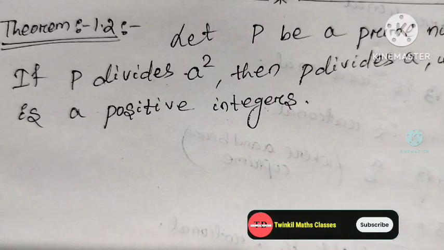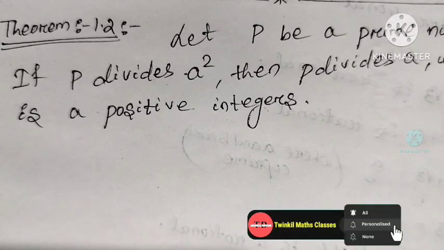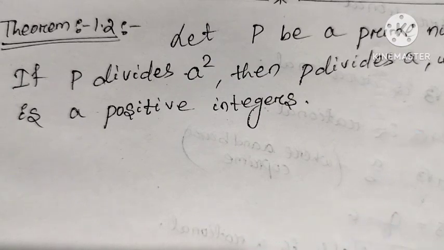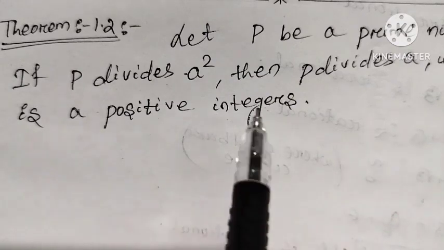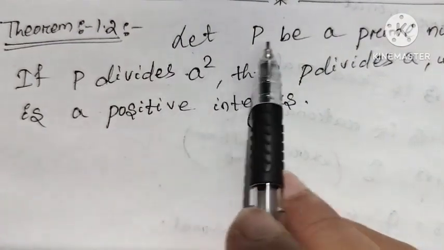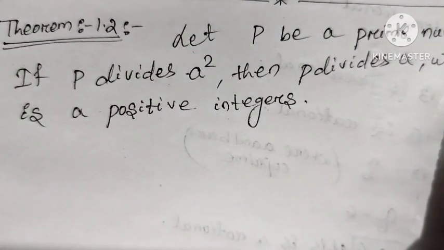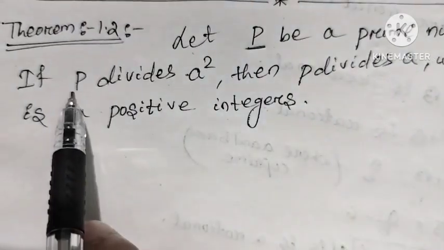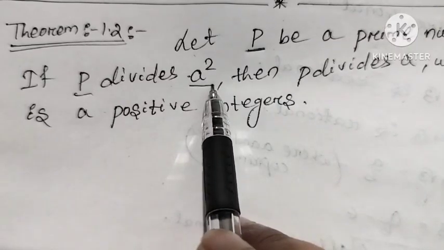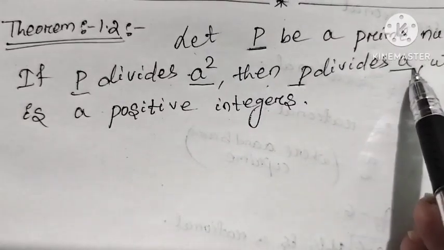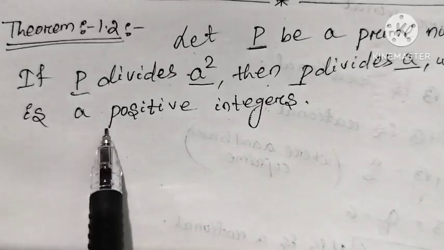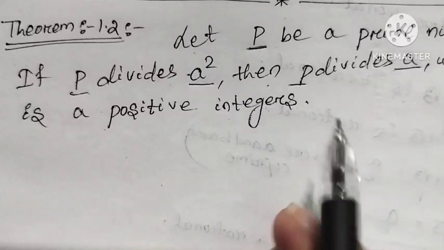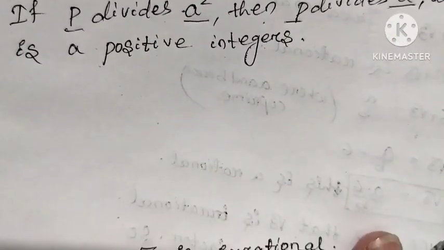Theorem 1.2. Let P be a prime number. If P divides A square, then P divides A, where A is a positive integer. What is written? Let P be a prime number. Which means it is mentioned that P is a prime number. P divides A square, then P divides A, where A is a positive integer. How to prove it?